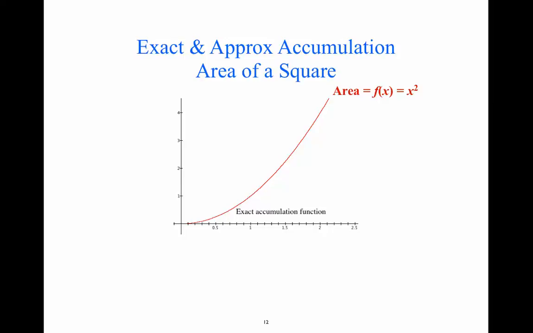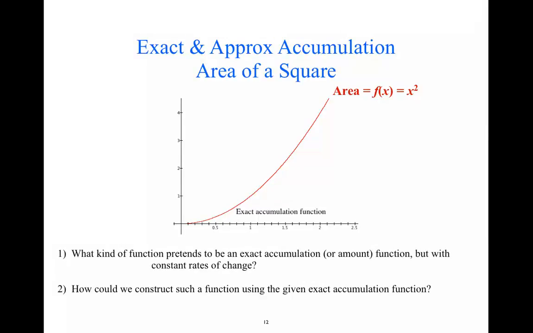But we're thinking about that independent variable as side length, and then the dependent variable as corresponding area, but we can just think of it as accumulated changes in area as the side length changed from 0 to x. Okay, so what's the first step in the process? We've got exact accumulation. We're going to do what first? If we're reversing what we did before, approximate accumulation.